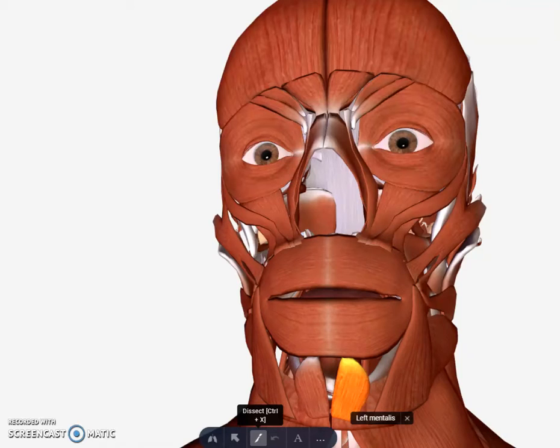This is the mentalis. It elevates and wrinkles the skin of the chin. The origin is the mandible. The insertion is the chin skin.